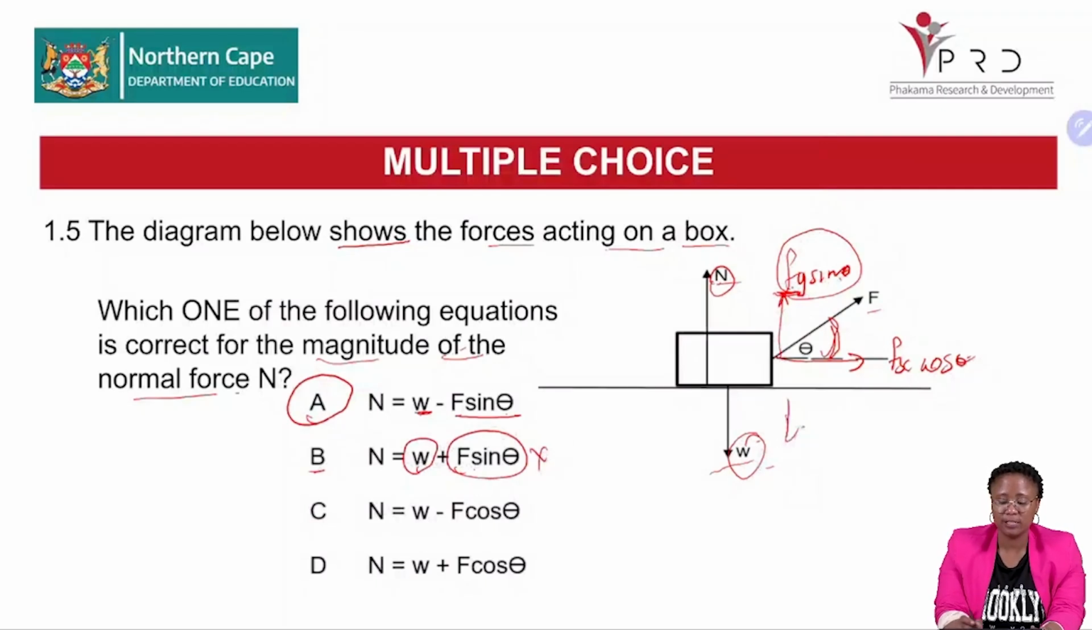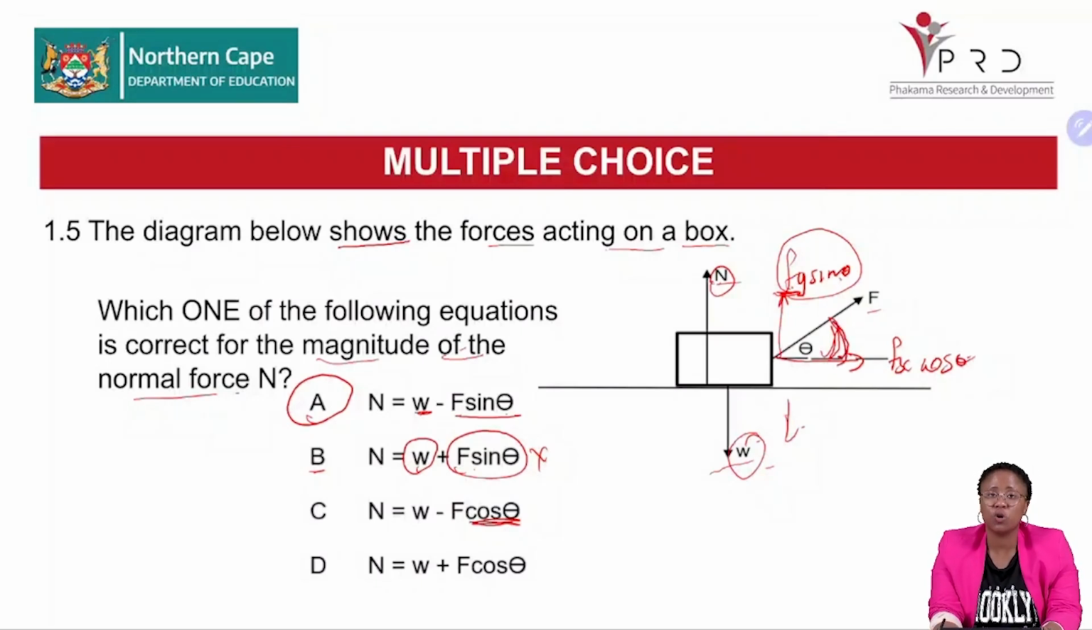Let's quickly look at C. C is incorrect because it uses cos, and we know that when we are looking at the angle from the horizontal, your X component will be cos, not your Y component. Now remember, we are looking at the vertical axis, so we are dealing with sine theta. So over here, D, why is it incorrect? Also the same thing, because of the cos theta.